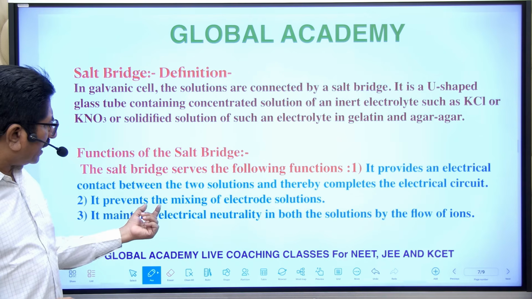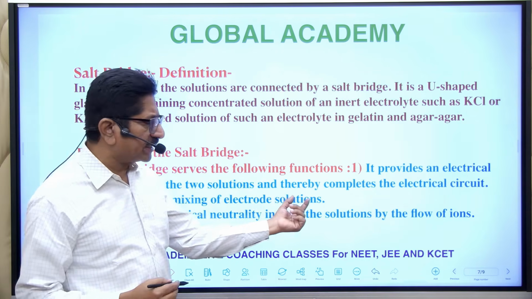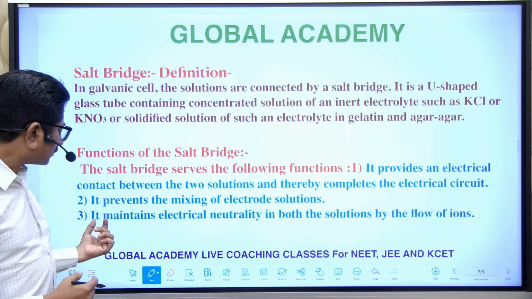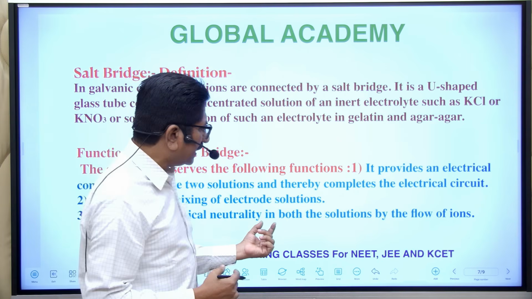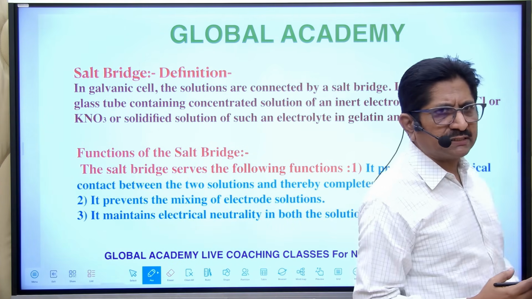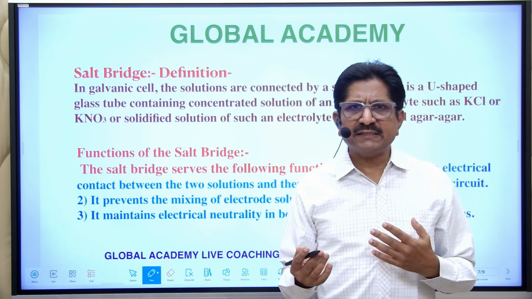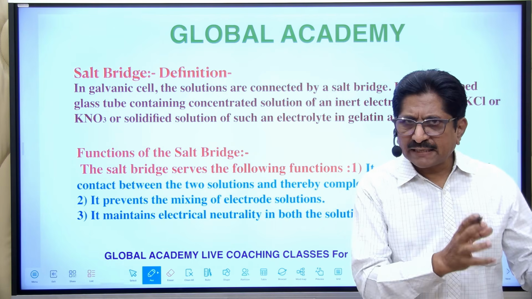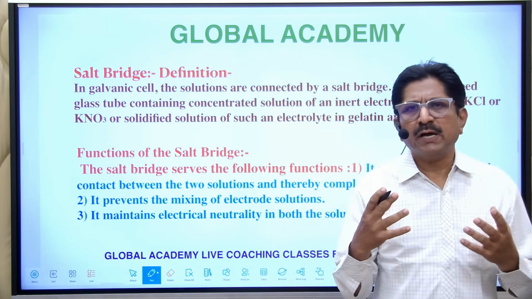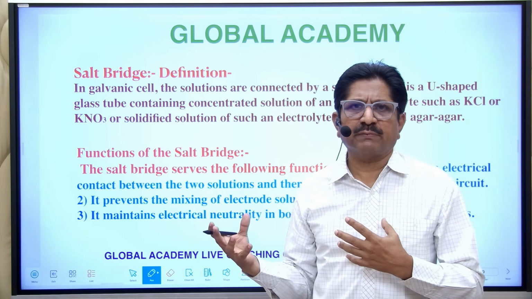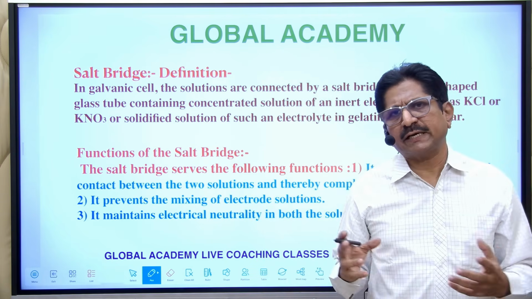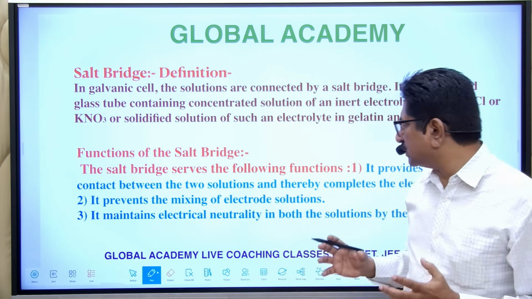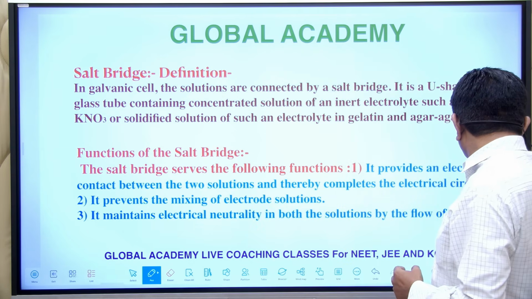The second is that it prevents the mixing of the electrolytic solutions. It does not allow the solutions to mix with one another. It maintains electrical neutrality in both the solutions by the flow of ions. That is what I already told you, that the neutrality is very important. So it neutralizes the solutions, because at the zinc electrode the zinc ions will be more, and at the copper electrode the sulfate ions will be more. One will acquire the positive charge, another the negative charge. So this is neutralized by the salt bridge. These are the important functions of the salt bridge.